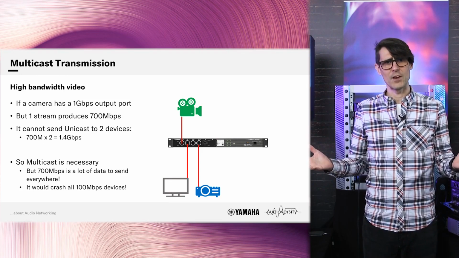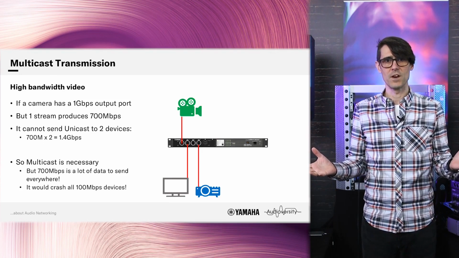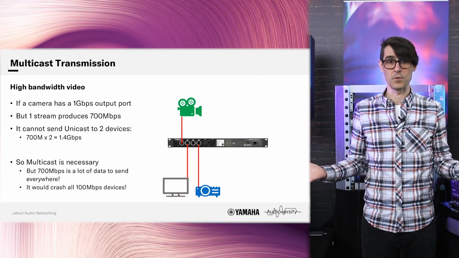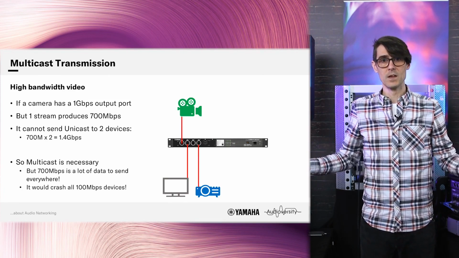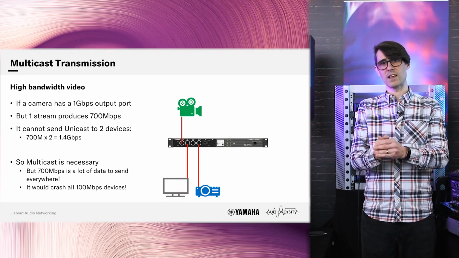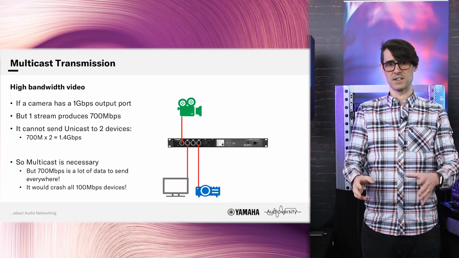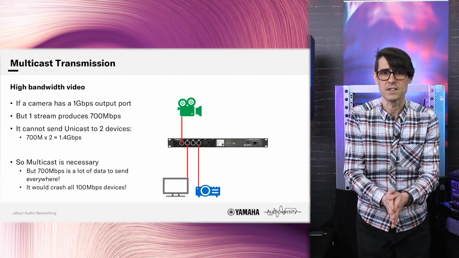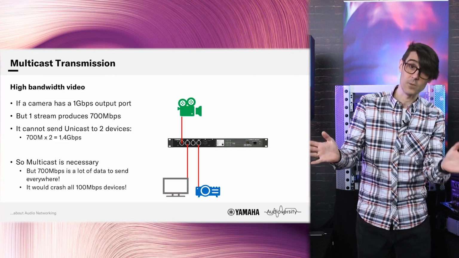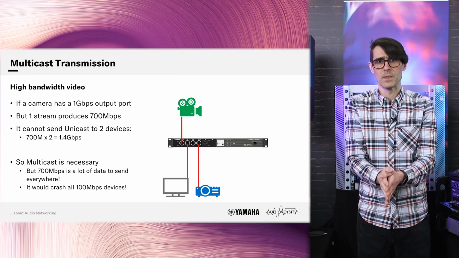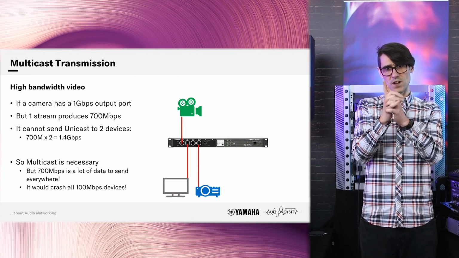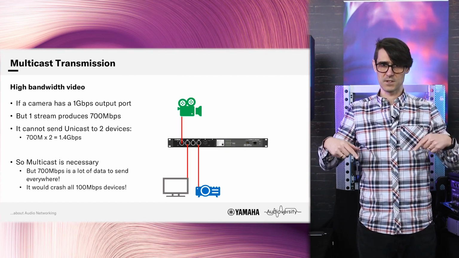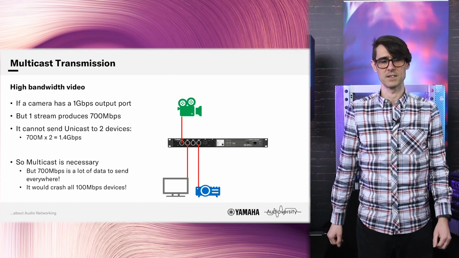Well, therefore, it cannot send to two different devices Unicast, because 700 megabits times 2 is 1.4 gig, which is too much. So if you want to send the output of one camera to two devices, a screen and a projector in this example, you have to send multicast because there isn't enough bandwidth for two Unicast. So the camera sends one multicast to the switch, and the switch duplicates the multicast to both receiving devices.